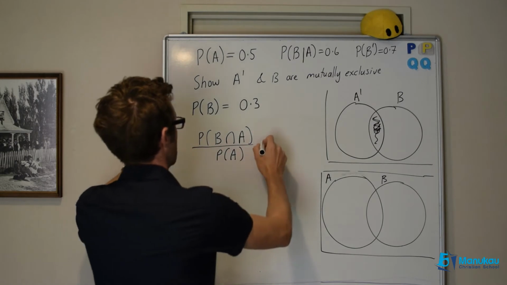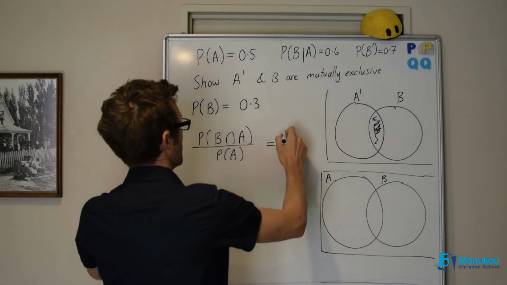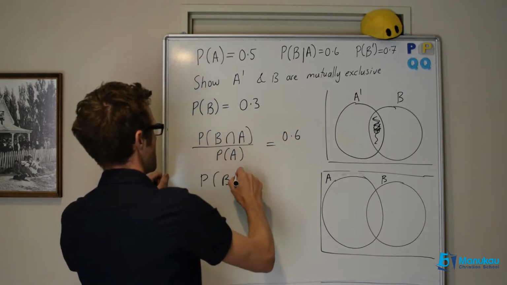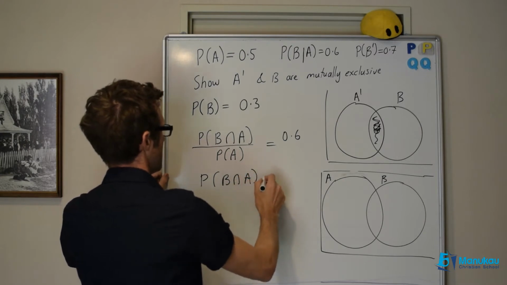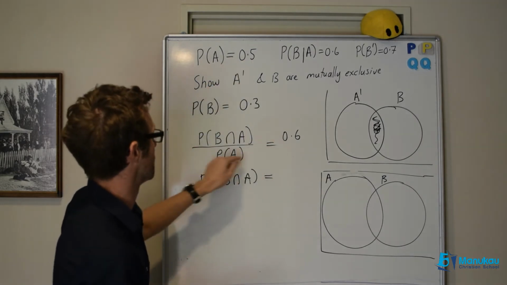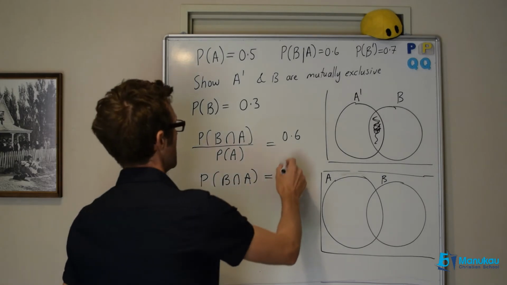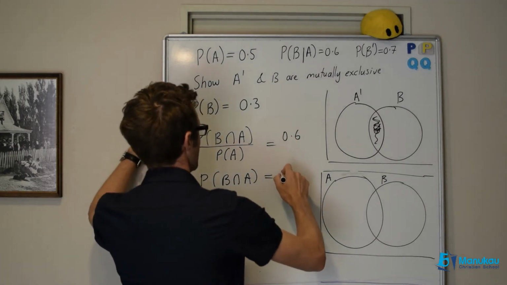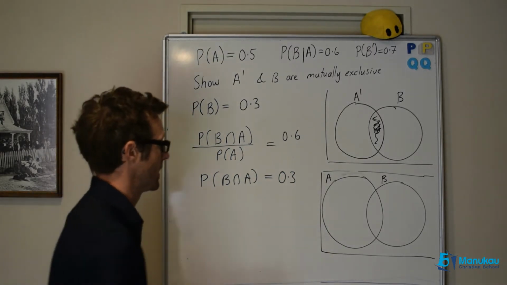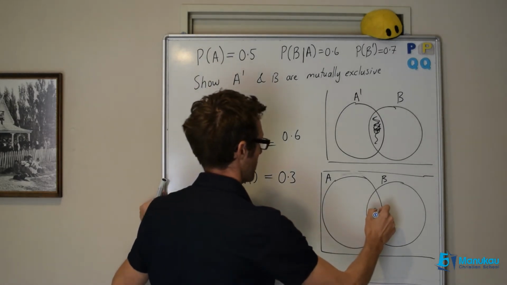So, we're also told that this is equal to 0.6. Now, this gives us the information that B intersection A is going to be equal to this probability, 0.5, multiplied by this, because we can get this by itself by multiplying both sides by the probability of A. So 0.6 times 0.5 is 0.3. Now, if we fill this in this Venn diagram here, we know that B intersection A is 0.3.